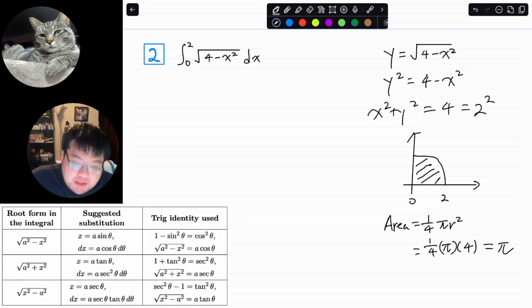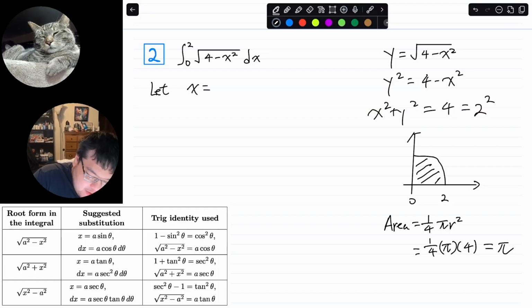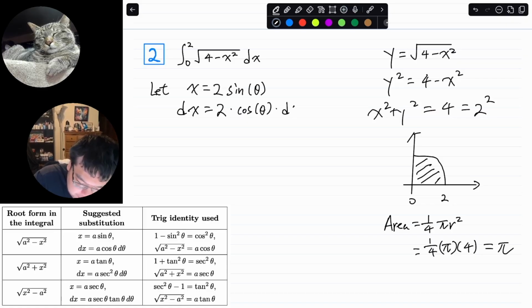So how can we do it? If you look at the table, some number minus x squared is essentially the one in the first row, so we'll use that. And especially, what is 4? 4 is just 2 squared, right? So now I know how to make my substitution. Let x equal 2 sine theta. Okay. So now dx will be 2 times, what's the derivative of sine? Cosine. And then times d theta.